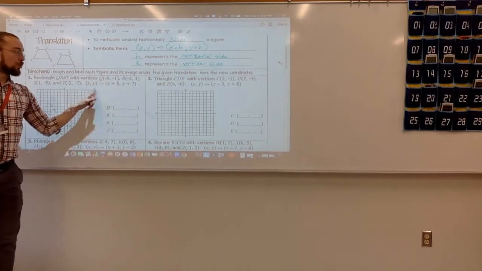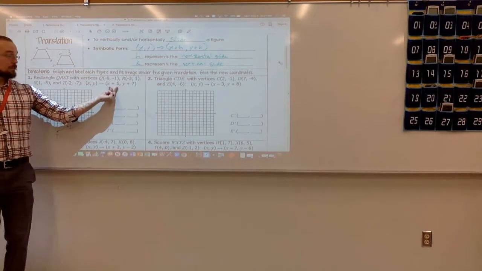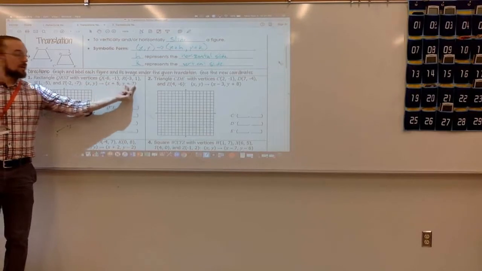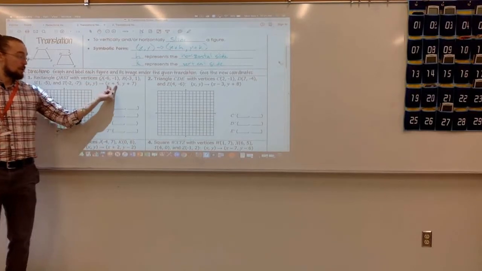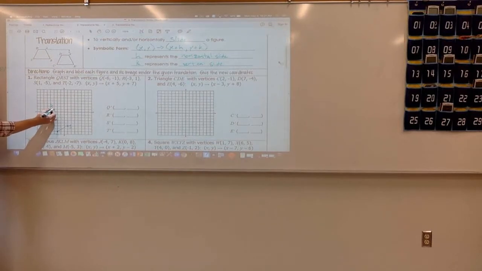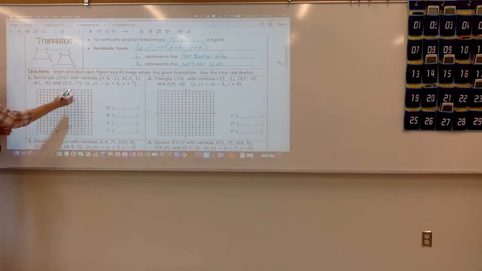And now this rule is telling me to go right 5, up 7. So for each coordinate, I'm just going to go right 5, up 7. So this entire rectangle is just going to be shifted up here somewhere. I'm just going to do that for each individual point. So R, go right 1, 2, 3, 4, 5, and up 1, 2, 3, 4, 5, 6, 7. In our notation, we put a little prime on that R to show that that's our shifted point.